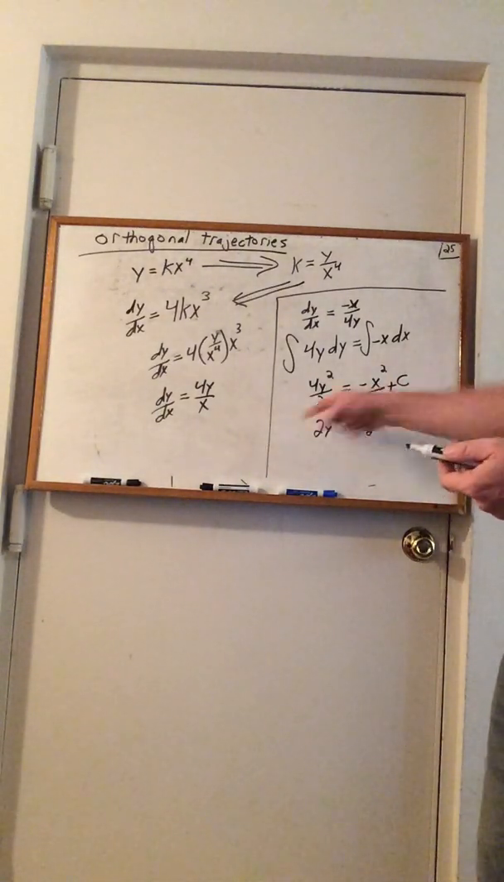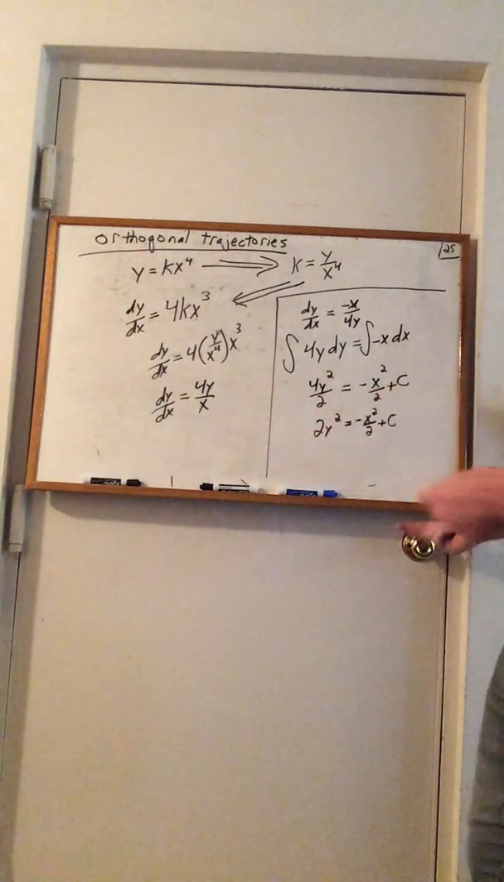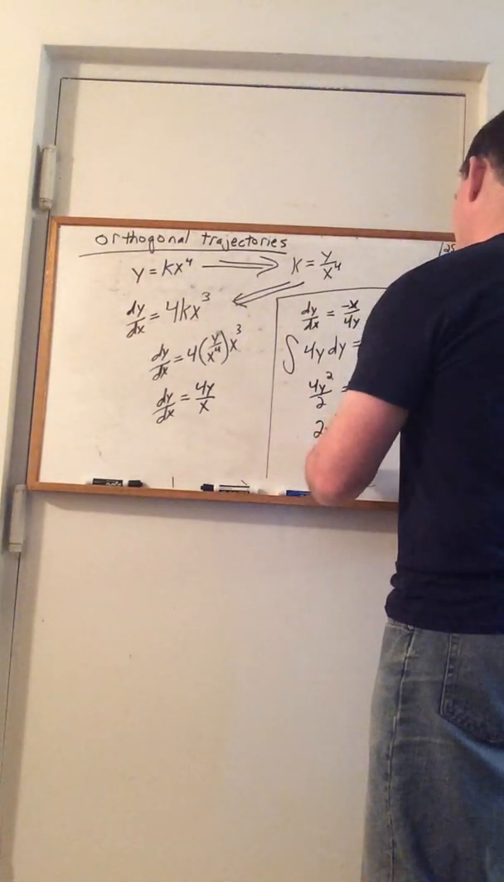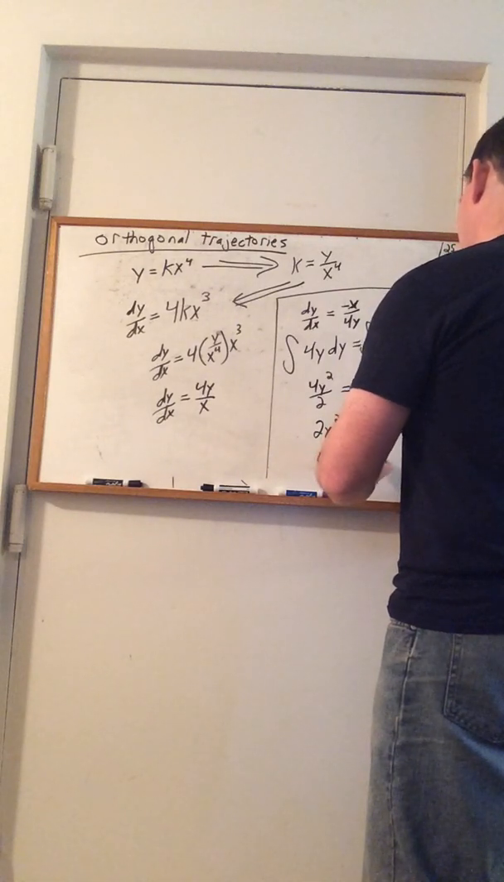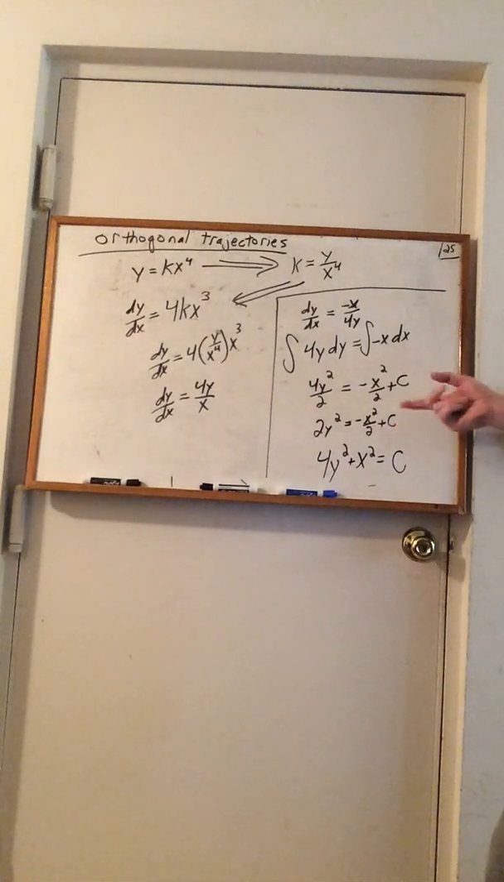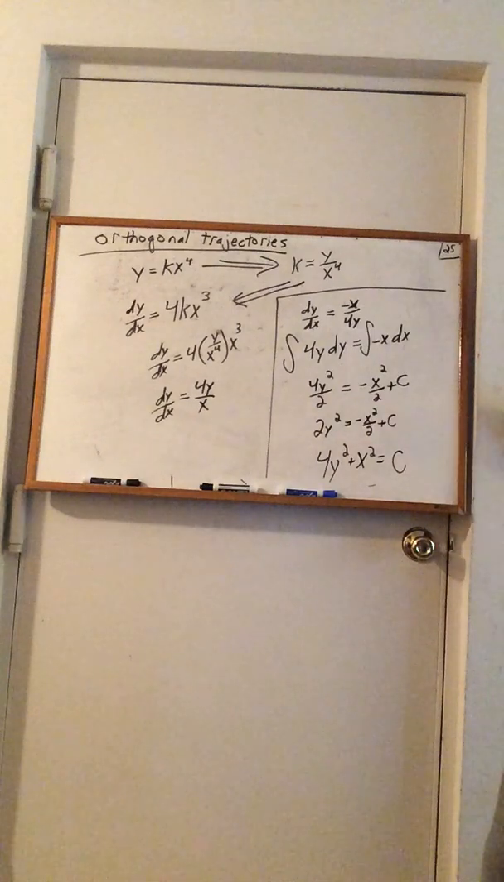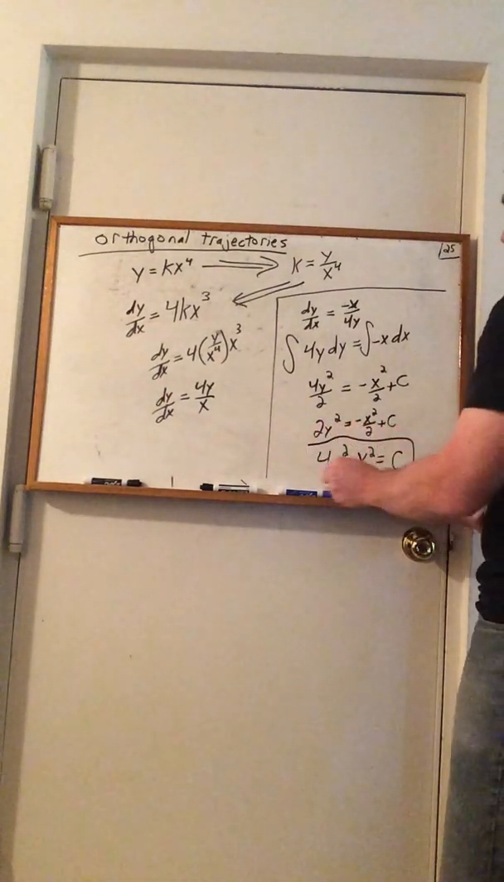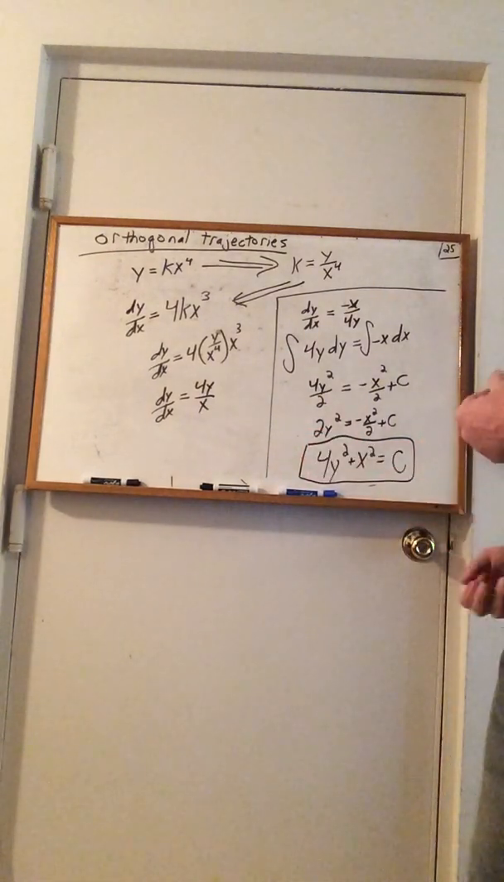In this case, I'm going to multiply everything by 2 and move the x squared to the left. And I'll get 4y squared plus x squared equals c. And keep in mind, I multiplied c by 2, but 2c is still a constant, so I'm just going to call it c. If you want to call it c1, you can, but it doesn't matter. And now here, I have the set of solutions.